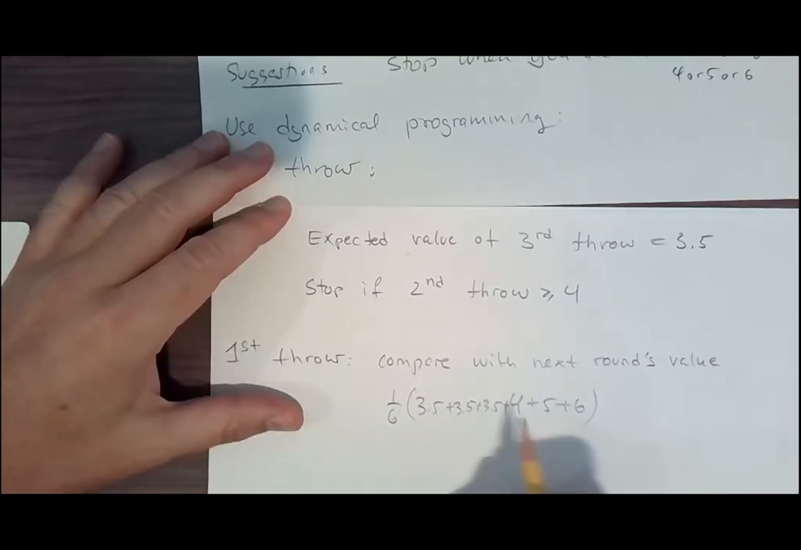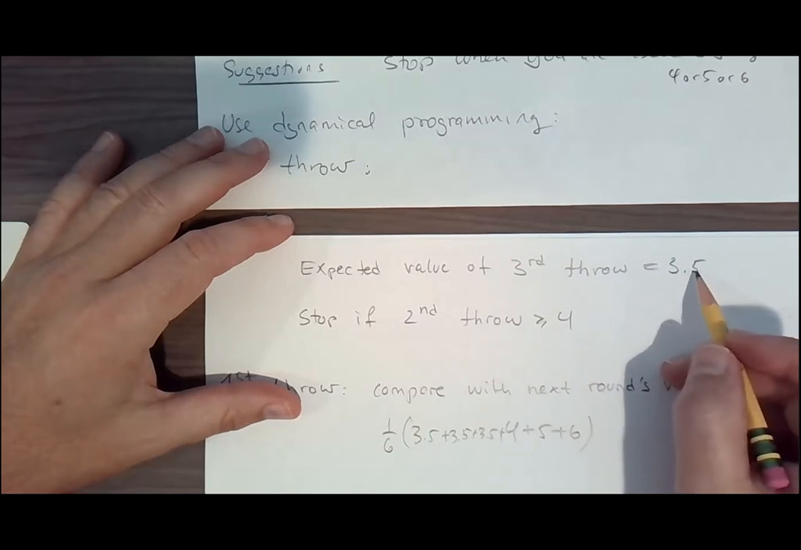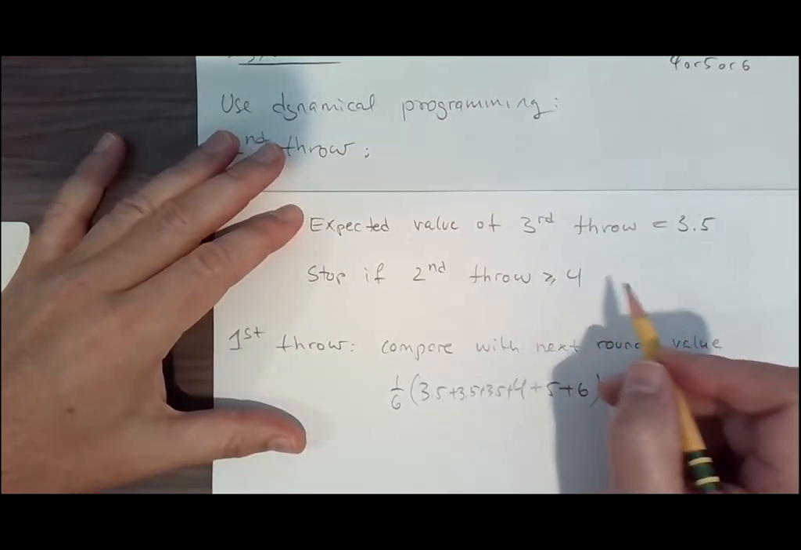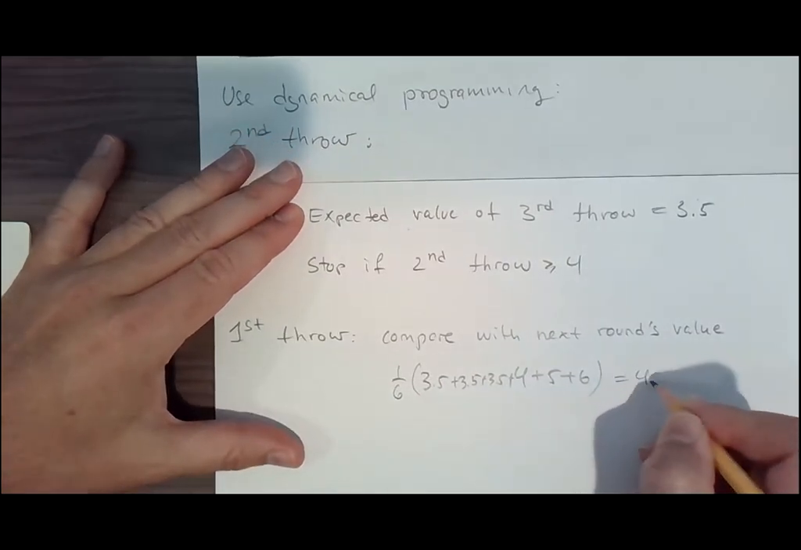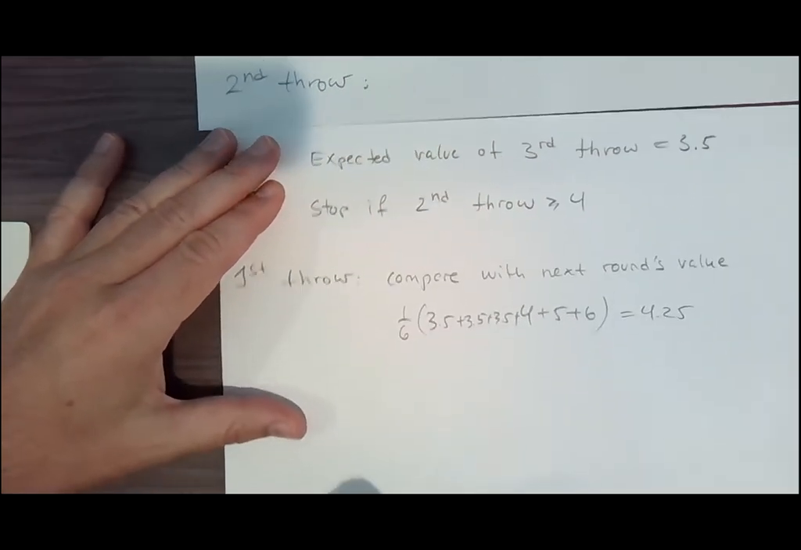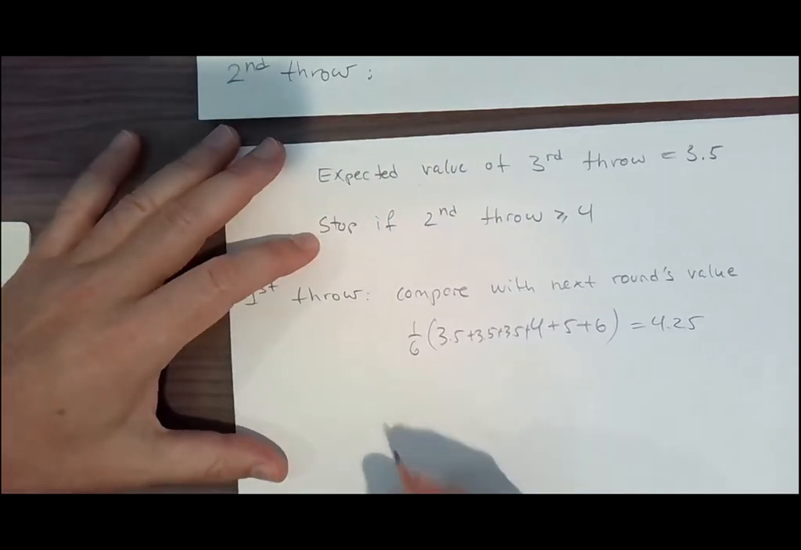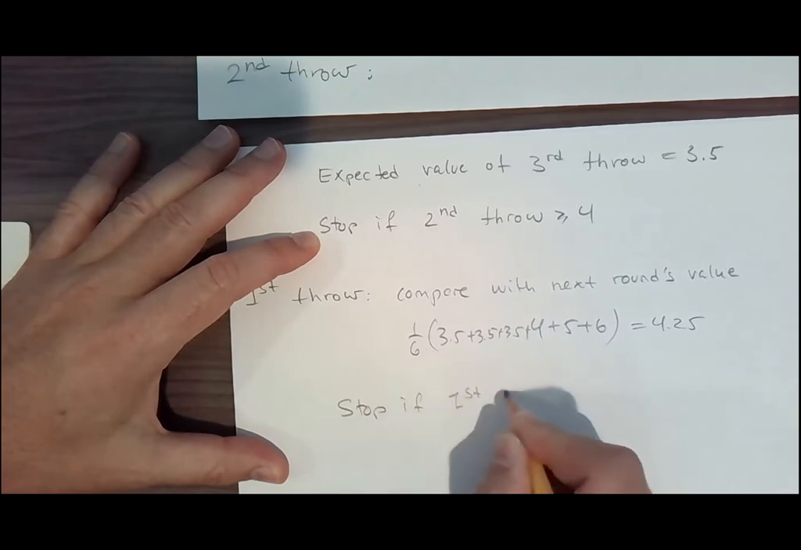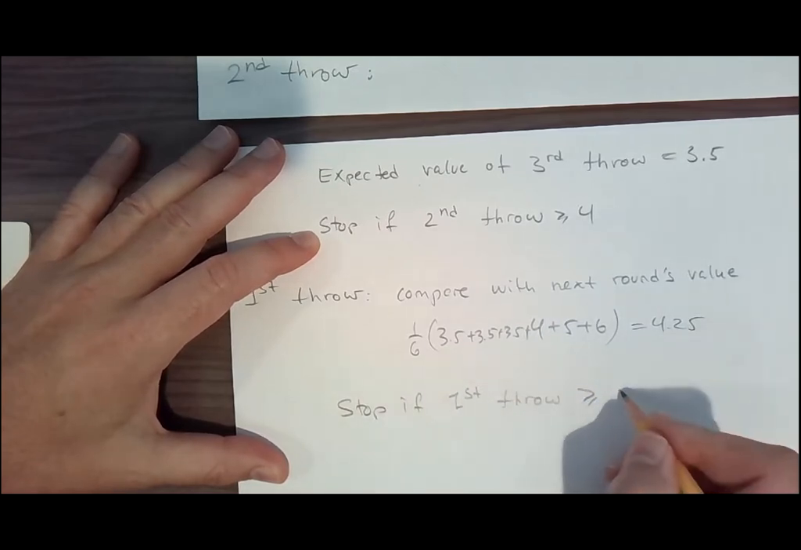If you roll a small one, then you're going to go on to the third throw, and that expectation is 3.5. If you're rolling a big one, you're going to stop. So the big one is going to be 4, 5, or 6, all happening with the same likelihood. And you compute what this is, and this is 4.25. So now you get this feature that you're going to stop if the first throw is bigger than 5.